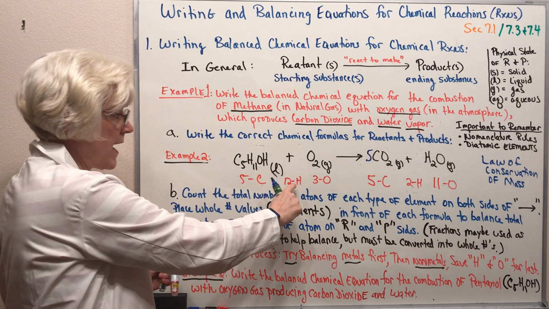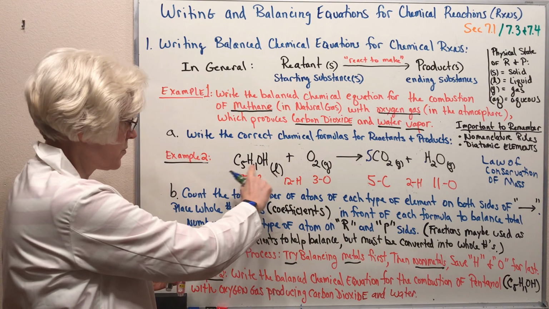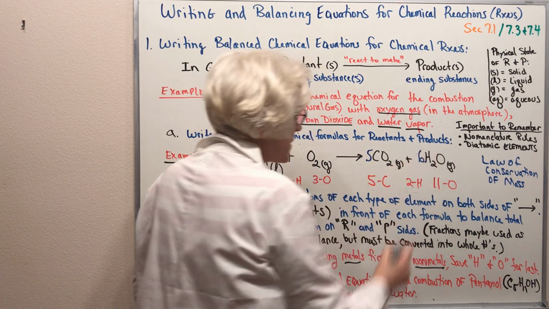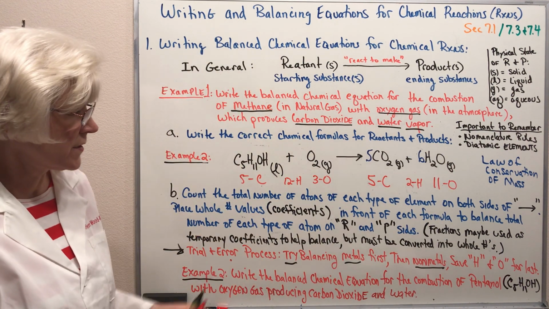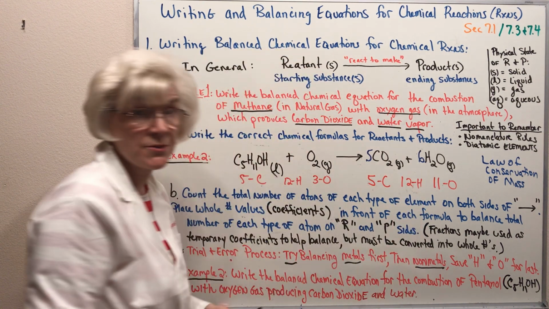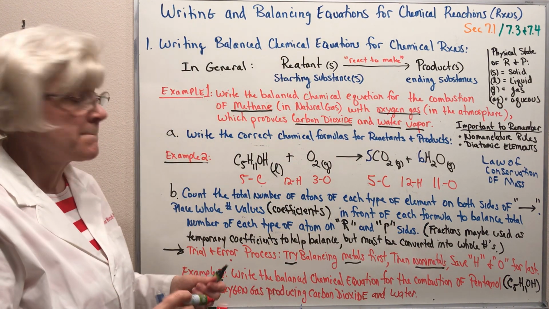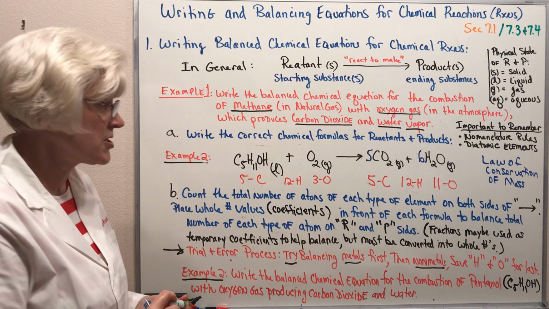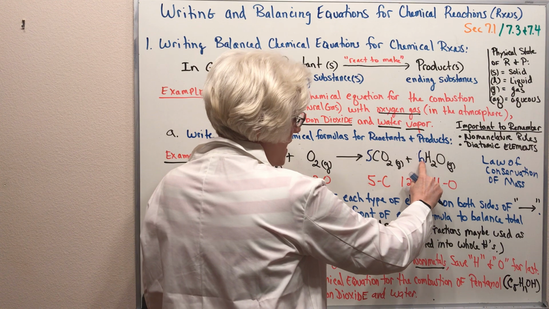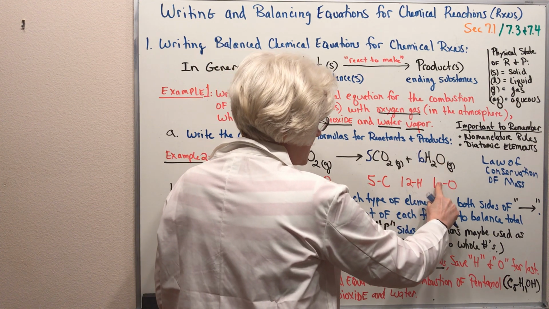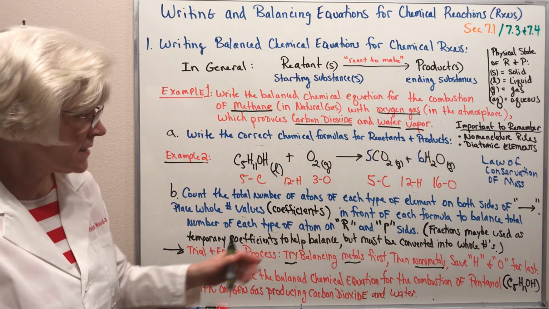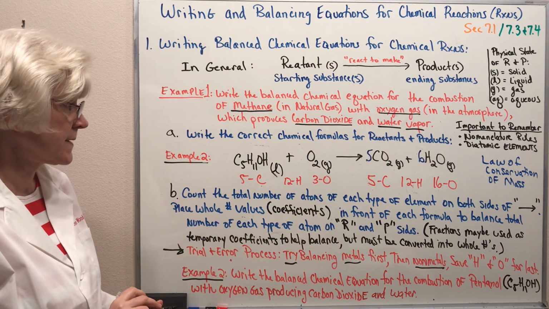Now let's take a look at the hydrogen count. 12 hydrogen on the reactant side, so I am going to put a 6 coefficient in front of the water so that I now have 12 hydrogen on the product side, but again, that changes my oxygen count. 5 times 2 is 10, plus 6 times 1 is 6. That changes my oxygen count to now 16 oxygen on the product side.